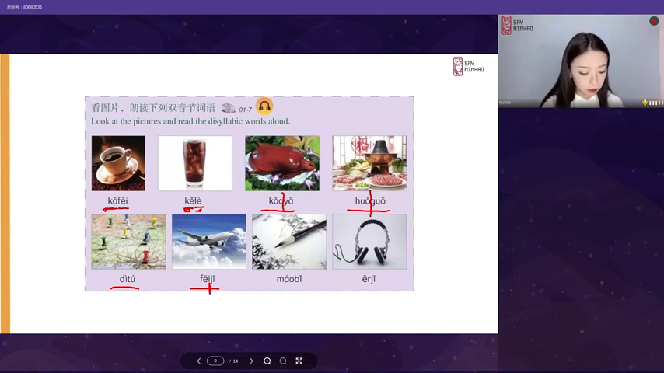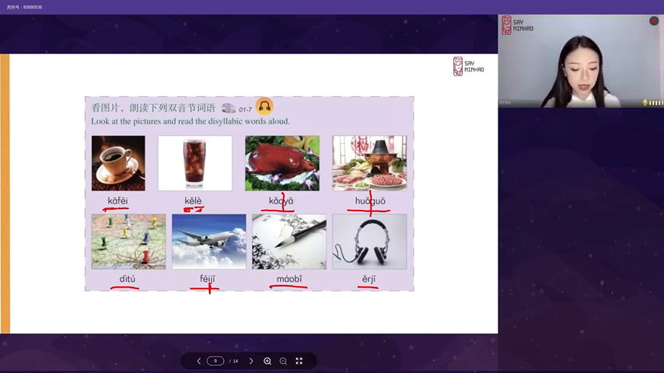Fei ji. Next one. Mao bi, mao bi. Read after me, please. Mao bi, mao bi. It means brush pen, brush pen. Last one is er ji, er ji. It is headphone. Read after me, please. Very good, very good.